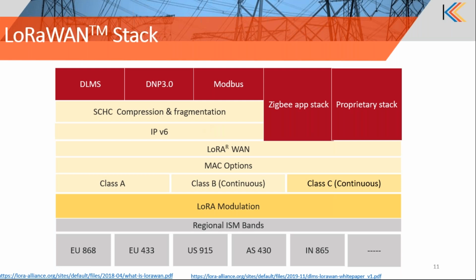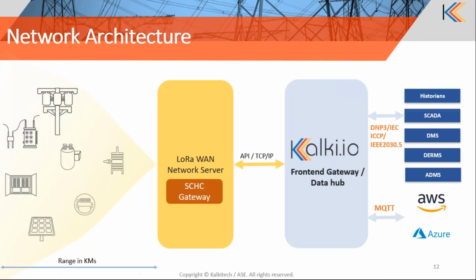So this is a high-level view of the network stack. To talk about the network architecture, there are LoRa-based network nodes. In our case, it will be DT meters, or it could be solar panel inverters, sectionalizers, capacitor banks, or small DT transformers. All this equipment having LoRa connectivity will be connected to a LoRaWAN network through a gateway.